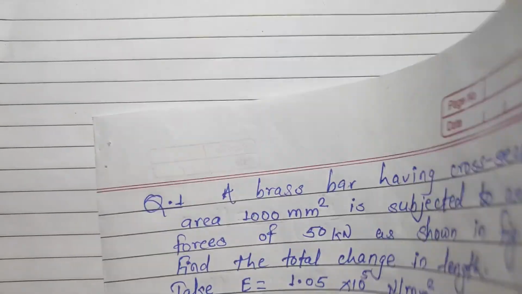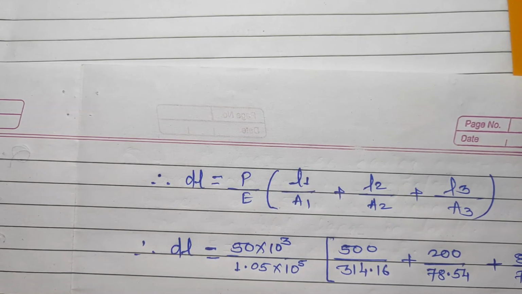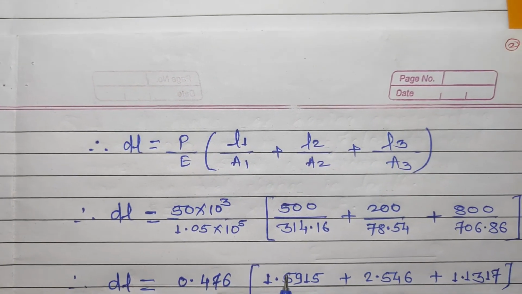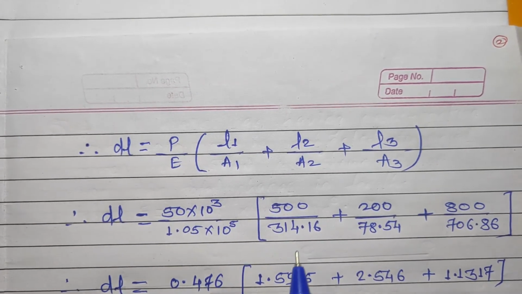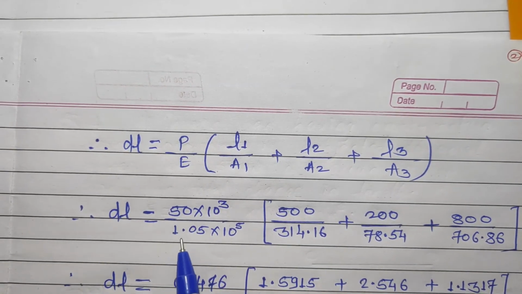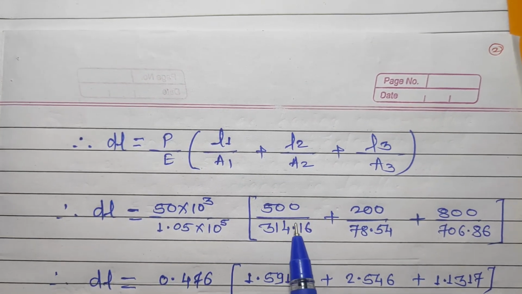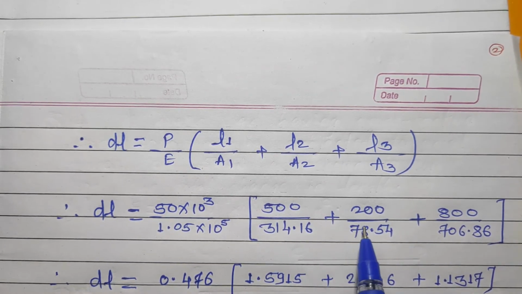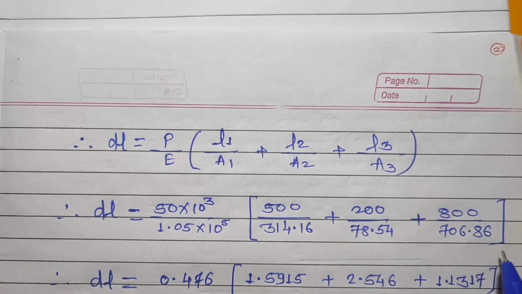So we can place the values of L1, A1, L2, A2 and L3, A3 as well as P by E. So the expression for dl will be dl is equal to 50 into 10 raised to 3 divided by E, 1.05 into 10 raised to 5, in bracket 500 divided by 314.16, that is A1, plus 200 divided by 78.54 plus 800 divided by 706.86.